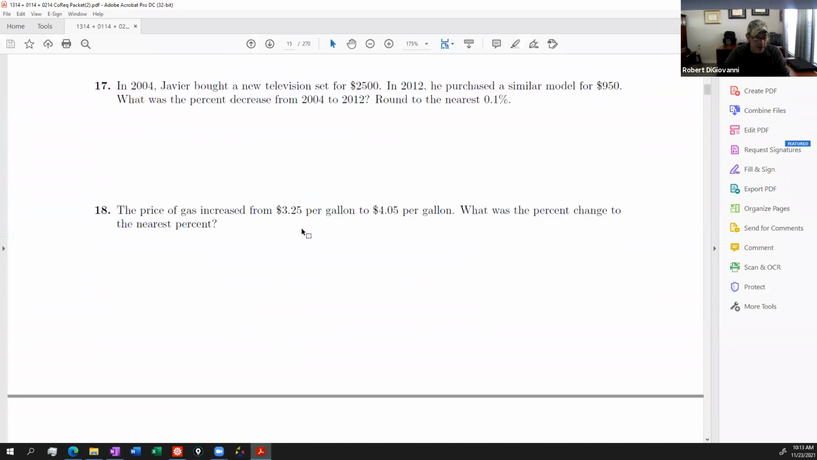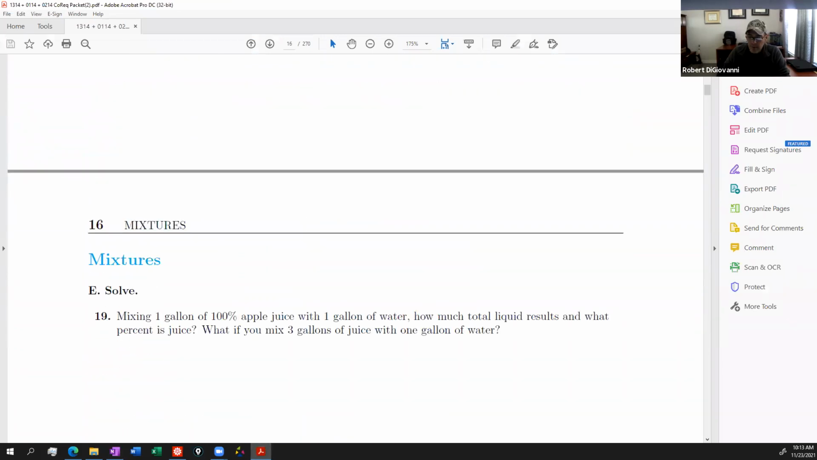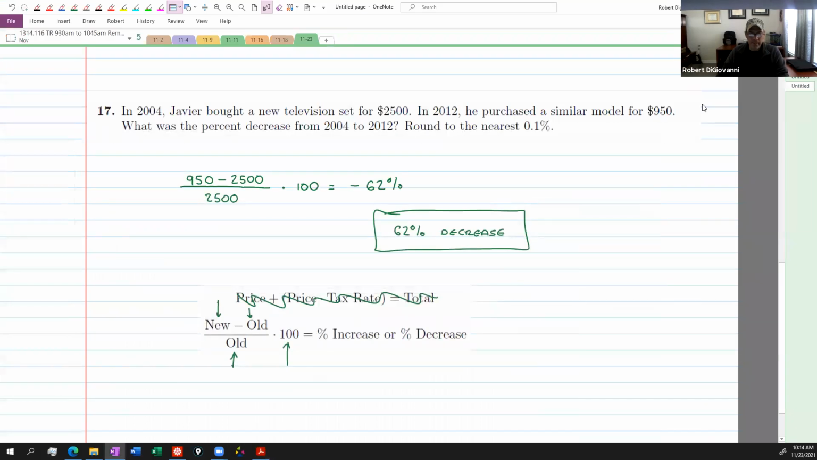All right, we're going to shift gears here to a different type of problem. These are called mixture problems. All right, so let me see which one I want to start with. I'm going to kind of make up my own, and then we'll go back to this.